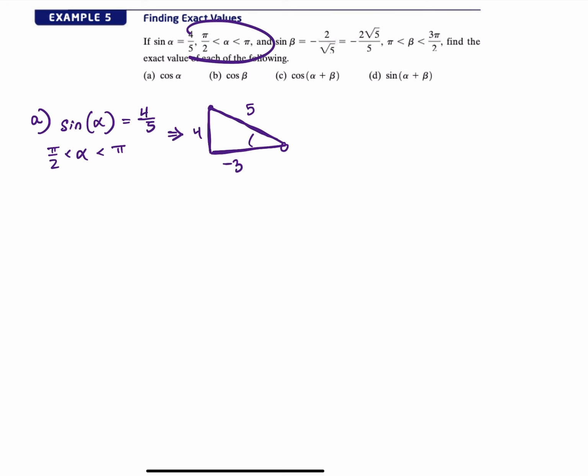The quadrant that they give you informs you on what should be positive or negative, and that can be a key difference between getting a question correct or incorrect. So now that we have this triangle, we can use it to find out what the cosine of this angle should be. Cosine is adjacent over hypotenuse, so it should be negative 3 over 5.